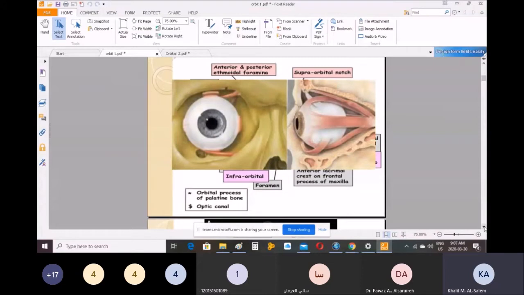These are the sinuses of the orbit. We have the frontal sinus, we have the maxillary, we have the ethmoid, and the ethmoidal air cells as well at the nasal part.